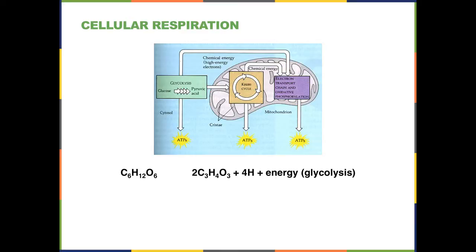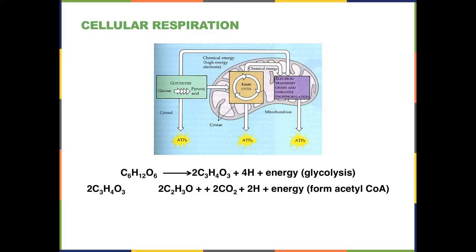Here's the first equation for glycolysis. And what you see here is the chemical formula for glucose, C6H12O6. That just means that there are 6 carbons, 12 hydrogens, and 6 oxygens in glucose. This is broken in half to form pyruvate, which is C3H4O3, and 4 hydrogen atoms. And if you count up all the atoms on both sides of the equation, you'll see that they're the same number on the left side of the equation as on the right side. And this produces energy.